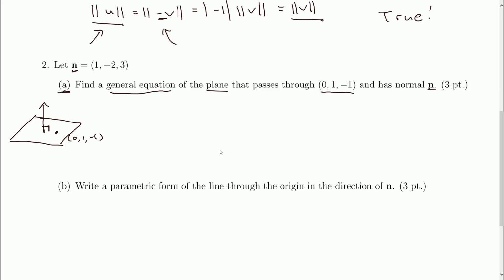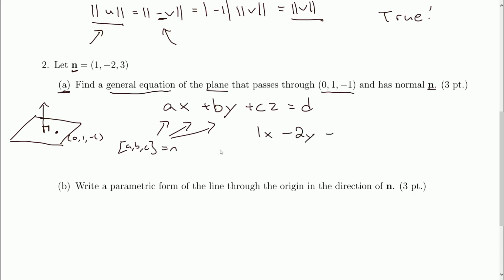So find a general equation. So general equations for planes in R3 look like this. But the A, B, and C form the components of our normal vector. So I know that this is actually going to look like 1 times x minus 2 times y plus 3 times z is equal to d. But what's the d here?